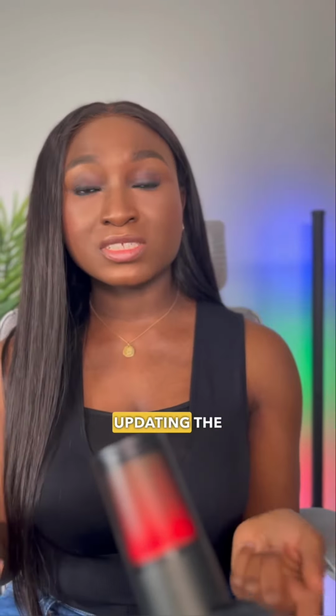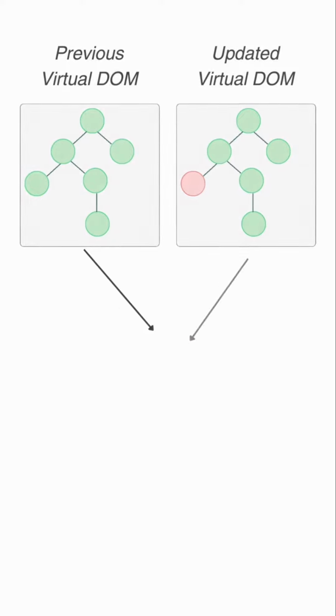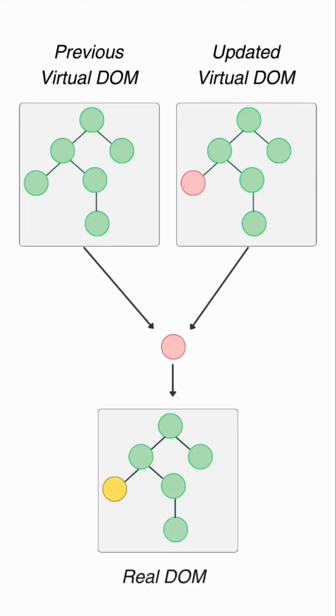Instead of directly updating the real DOM, when there's a change or update in an element, React works with the virtual DOM. Here's the interesting part. React compares the previous virtual DOM with the updated one. By comparing these two versions of the virtual DOM, the previous and the current, React figures out the smallest changes needed to make the real DOM match the updated virtual DOM. React then makes the changes based on this difference.